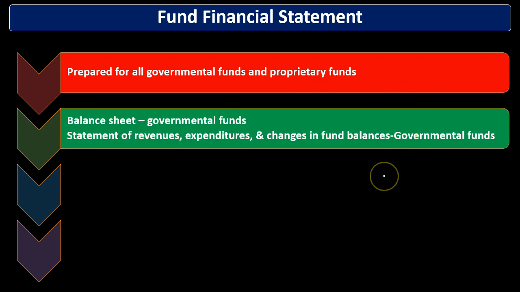We have the balance sheet for the governmental funds. So when we think about the balance sheet on the governmental funds, we have the balance sheet for the governmental funds, that being the largest group of funds. Then the statement of revenues, expenditures, and changes in fund balance for the governmental funds.